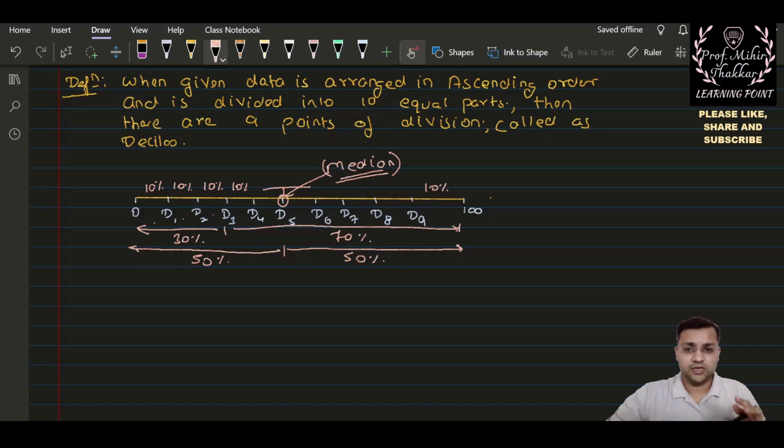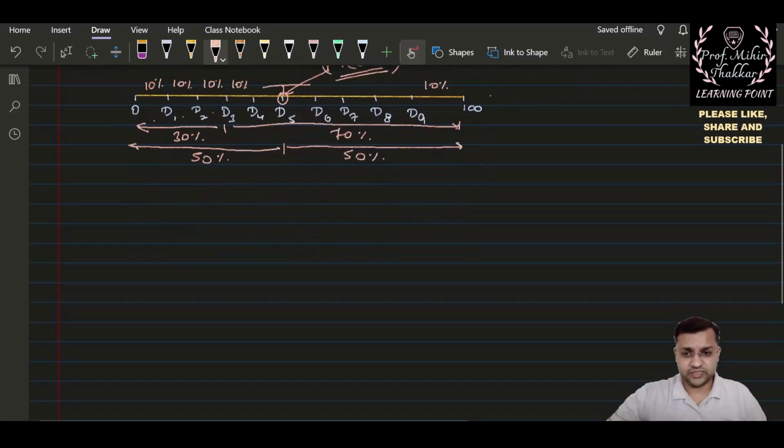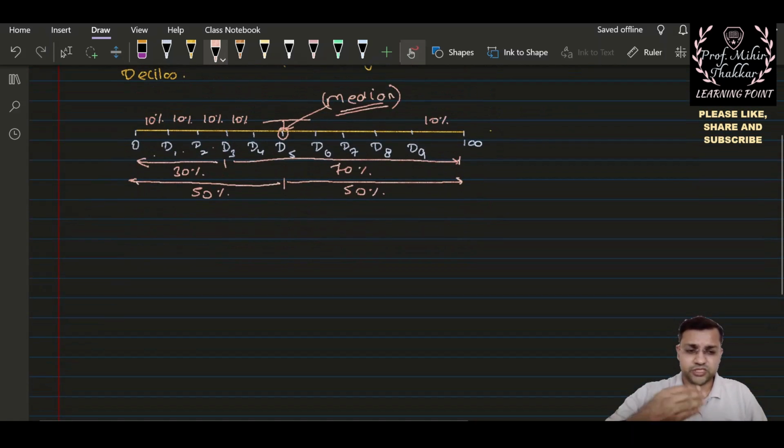Now, when you talk about the calculation of deciles, there are formulas similar to the ones we studied for quartiles. The only difference in the formulas will be that instead of dividing by 4, the denominator now will become 10. So let us write all the formulas once, and then we will go for the examples based on the deciles. So give the heading, all of you, formulas.